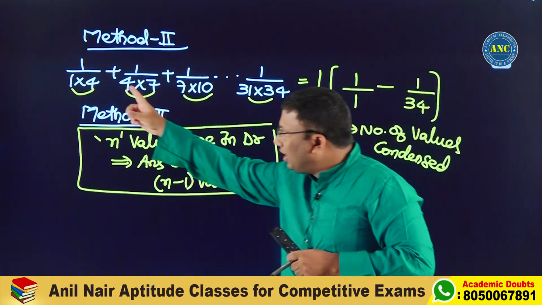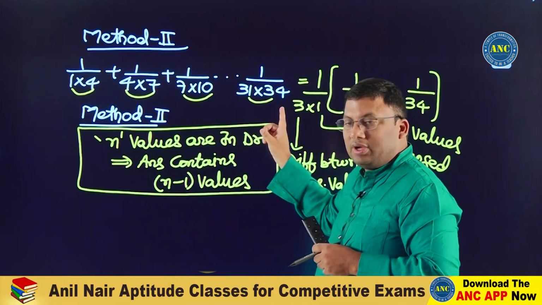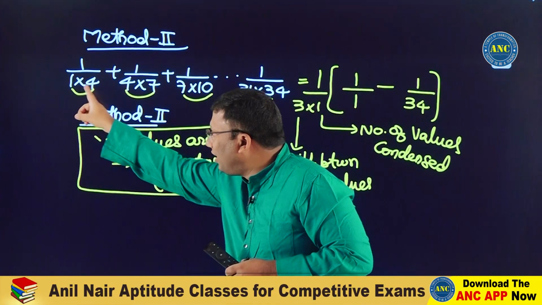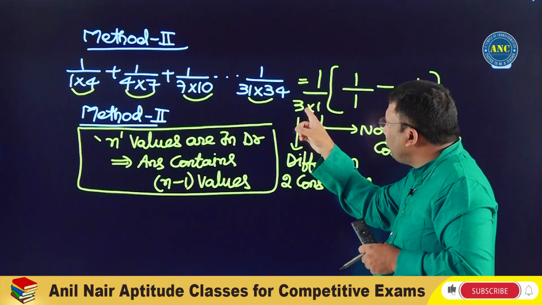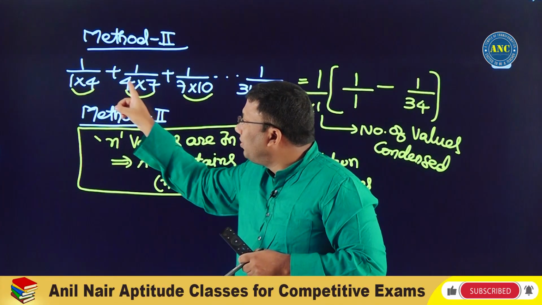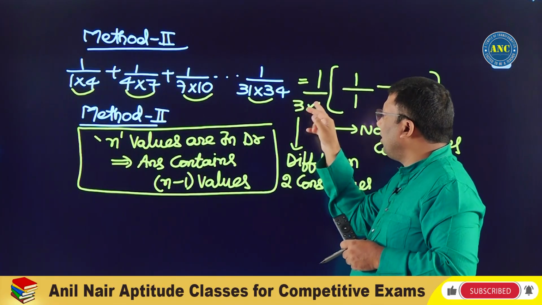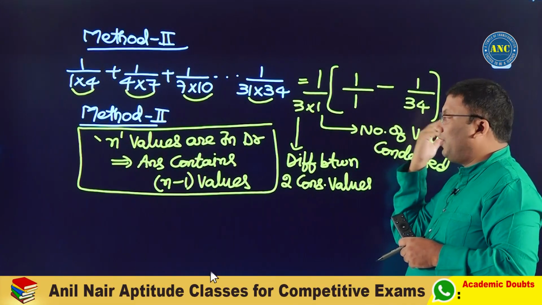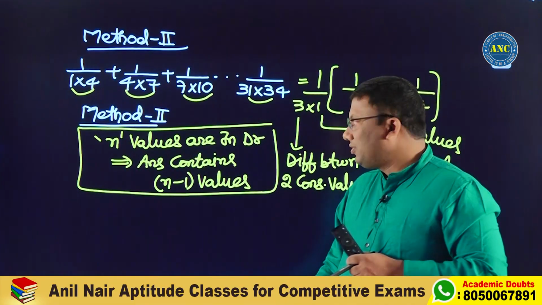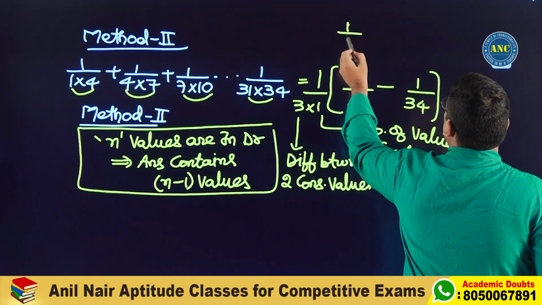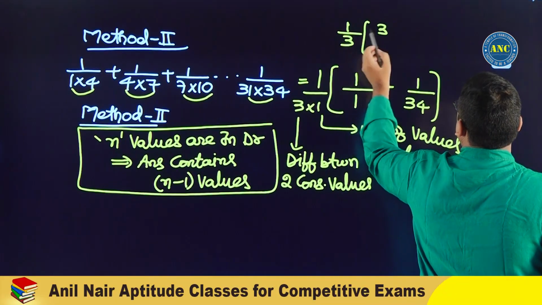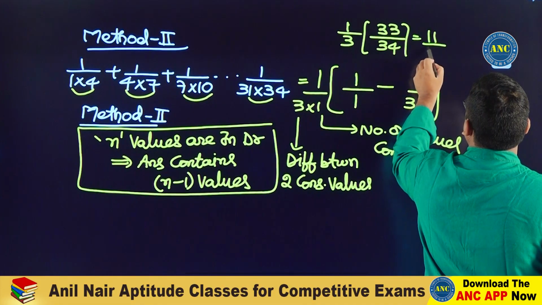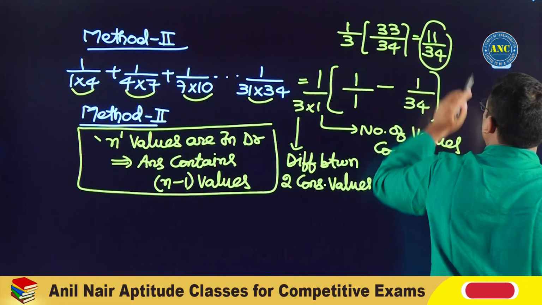Again I am repeating. Here how many values are there in denominator? 2. Answer contains 1 value. What is that 1 value? First value and last value. Here 3. From where we got 3? Difference between 2 consecutive numerical values into 2 values became 1 value. What is that value? First value, first number minus second number. Please write down. So if I solve it, this is directly 1 by 3 into 34 minus 1 is 33 by 34. Answer for this question is 11 by 34.